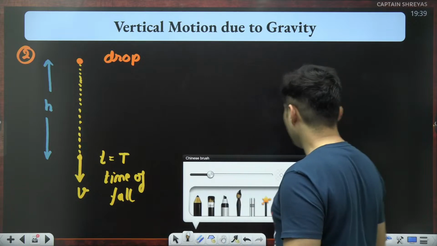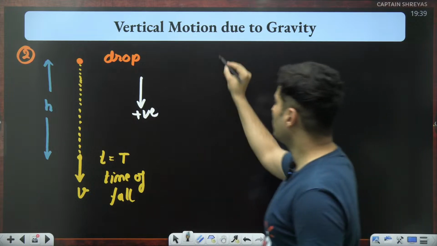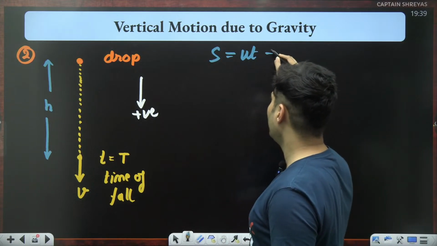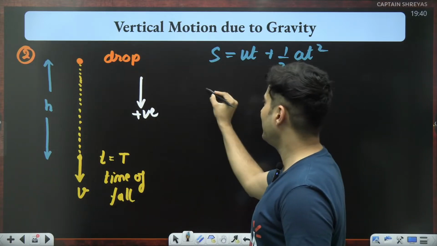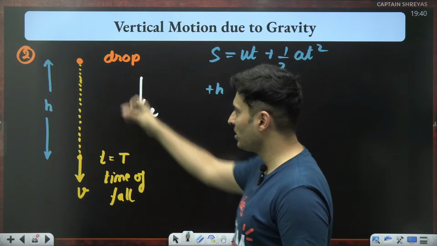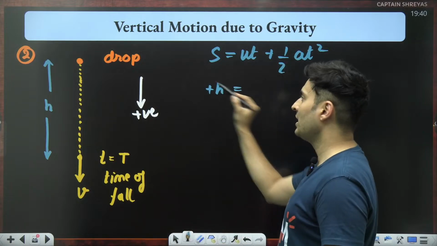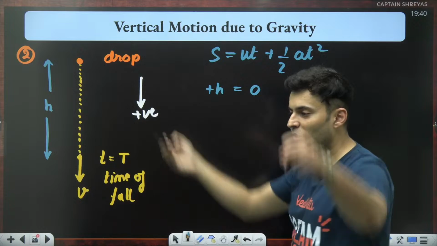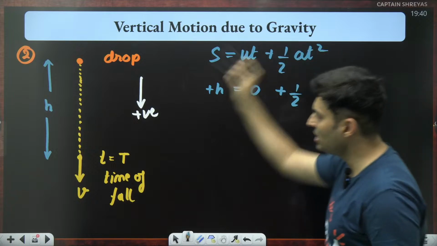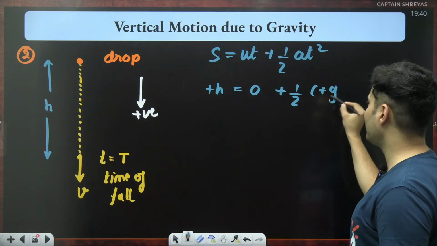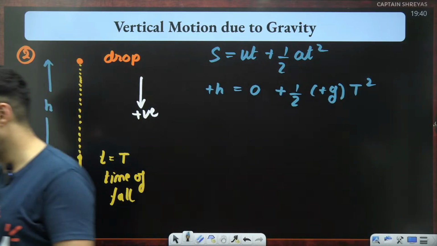Imagine, again, I take my downwards direction as positive, and let's go to the second equation, which is s is ut plus half at square. What is the displacement? It is basically plus h. Downwards is positive, initial is here, final is here, displacement is downward. So hence positive displacement. Initial velocity, nothing, because you dropped it. Drop means no velocity initially. Plus half into acceleration, which is downwards, so hence it is plus g. And time is what I need to find. That's why t is substituted as capital T.